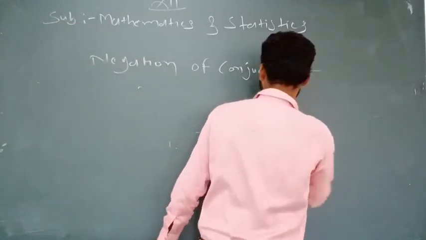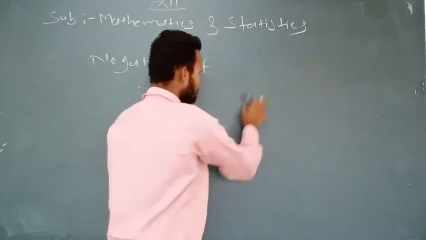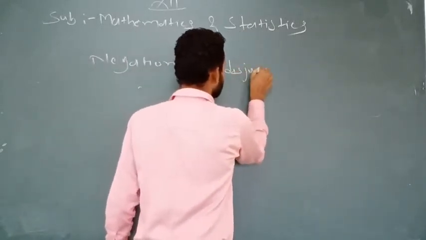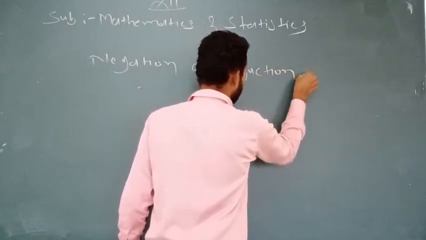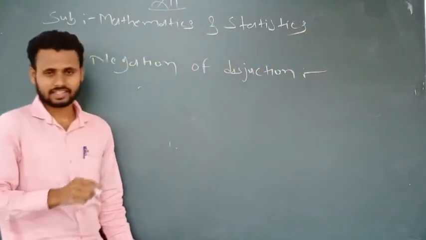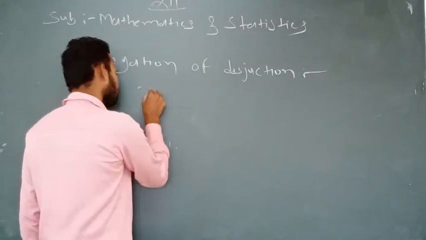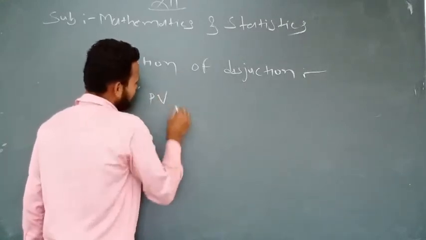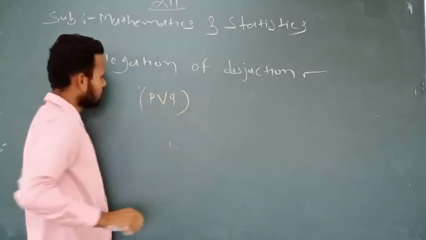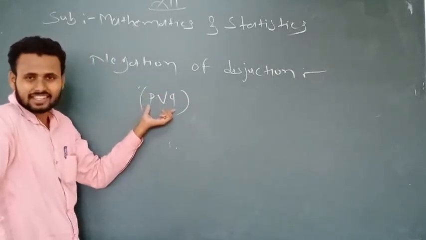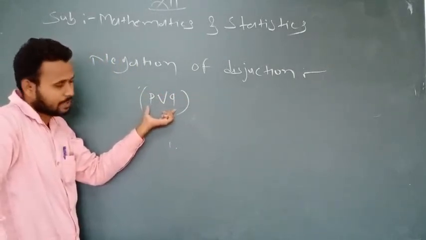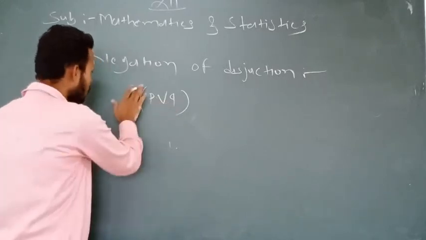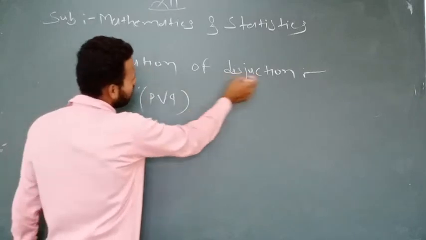Now the next one is the negation of a disjunction. Here, if I write P disjunction with Q, this is a disjunction of two simple statements P and Q. Therefore, what we need is the negation of a disjunction.